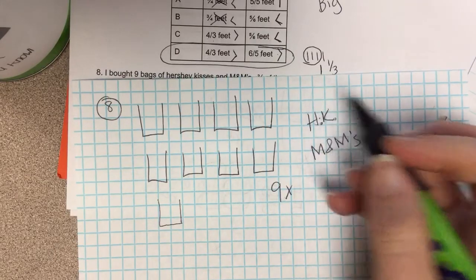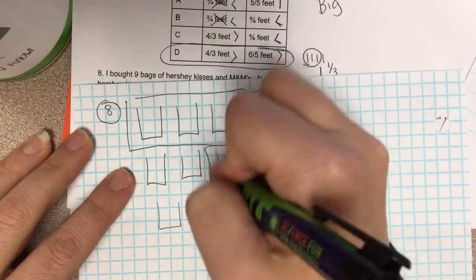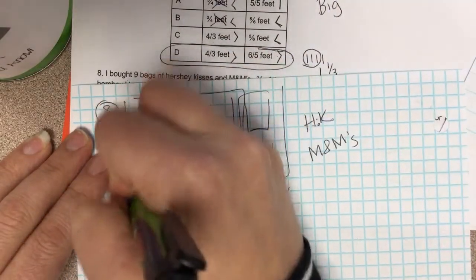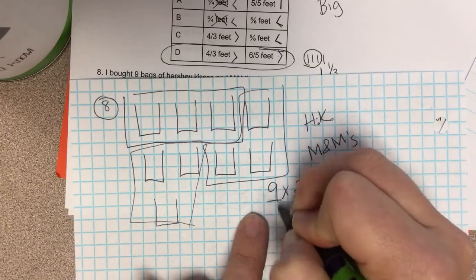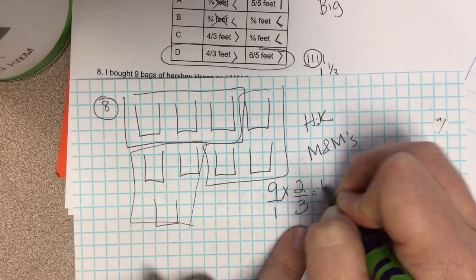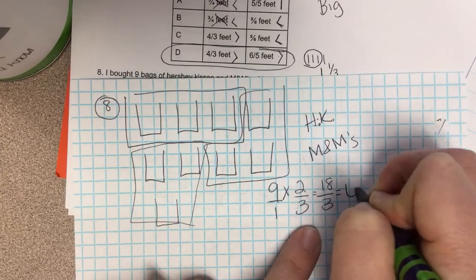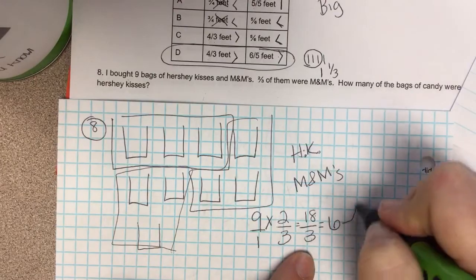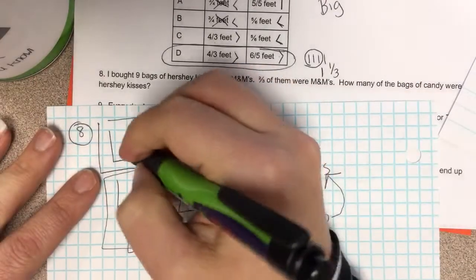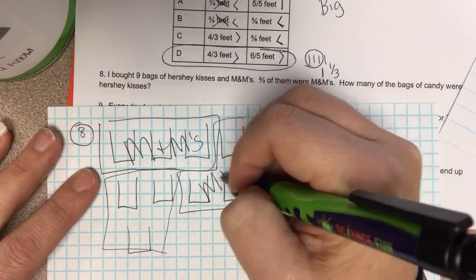So 2/3 of them, I have 9. Can I split those up into groups of 3? 1, 2, 3. Or I could do 9 times 2/3. 9 times 2 is 18. 1 times 3 is 3. 18 divided by 3 is 6. What does it say? It says 2/3 of them are M&Ms. So these are M&Ms, and these are M&Ms.